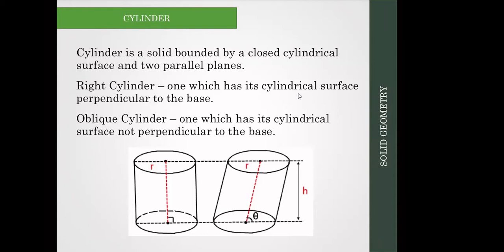Difference lang niya, kapag right cylinder, yung cylindrical surface natin o yung mismong surface ng cylinder natin is perpendicular din sa base natin. As you can see here on the figure on the left, naka 90 degree siya. And then oblique cylinder tayo if the given angle is not 90 degrees or naka-slant siya. Okay? So, hindi 90 degrees yung angle with the base of the cylinder.